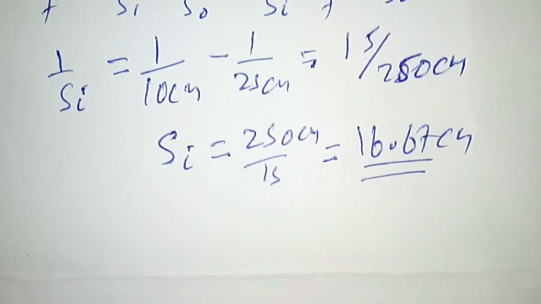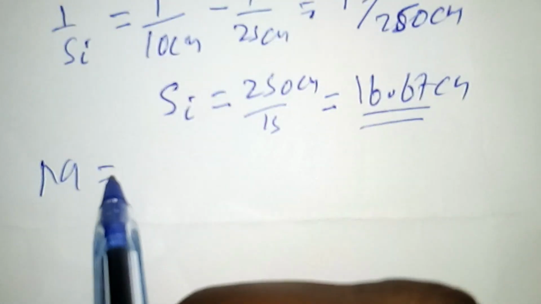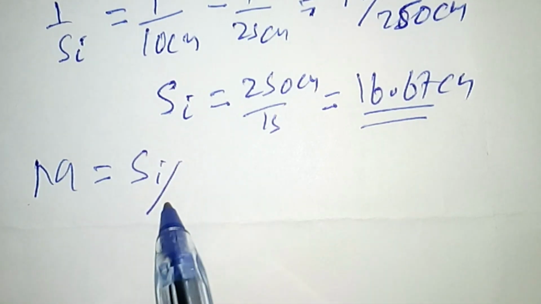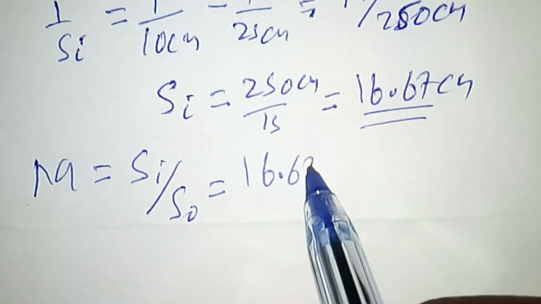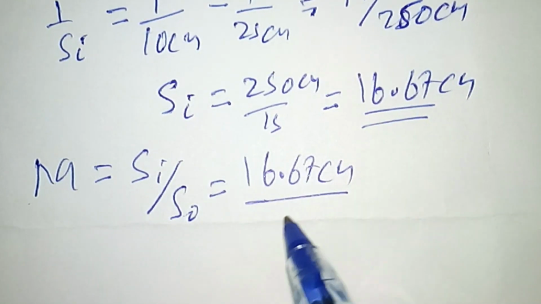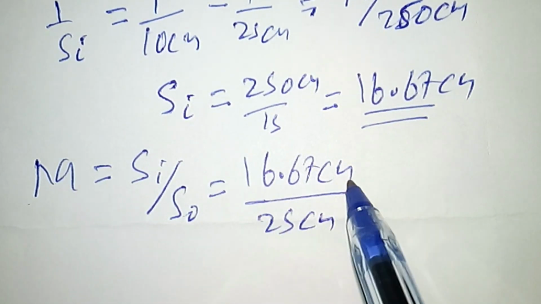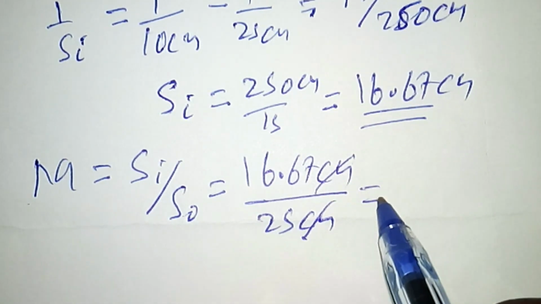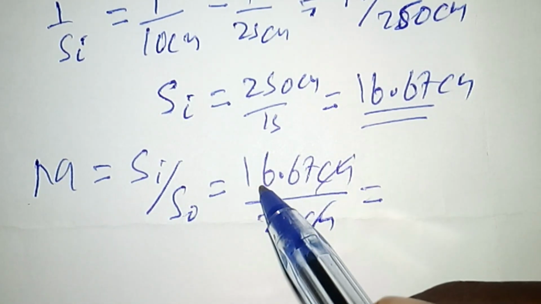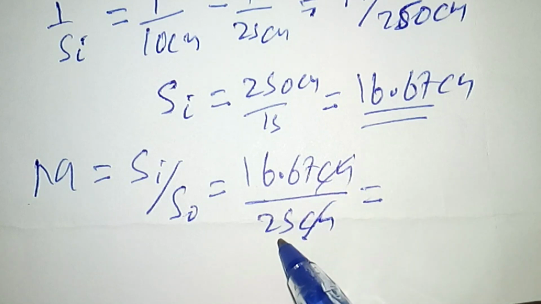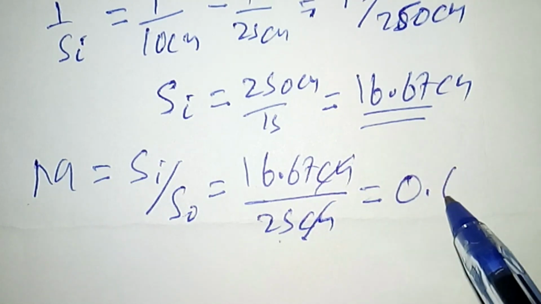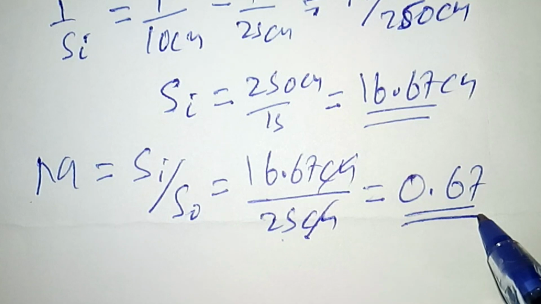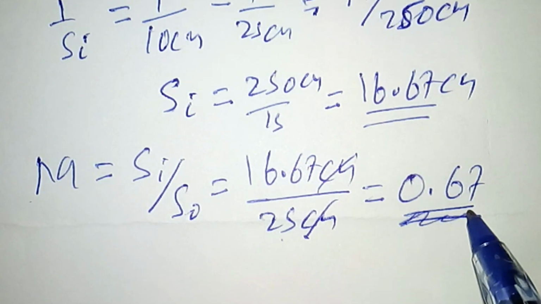Then the magnification m is equal to the image distance divided by the object distance, which is 16.67 centimeter divided by 25 centimeter. The centimeter cancels with the centimeter, and we are left with 16.67 divided by 25, which becomes approximately 0.67. So the magnification is less than 1.